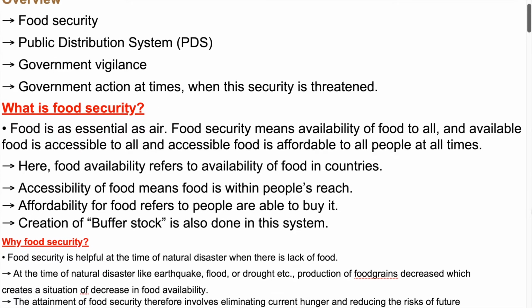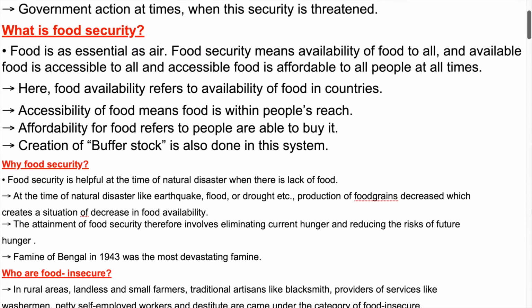Food security means availability of food to all, and available food is accessible to all, and accessible food is affordable to all people at all times. Here, food availability refers to availability of food in the country. Accessibility of food means food is within people's reach. Affordability of food refers to people being able to buy it. Creation of buffer stock is also done in this system.